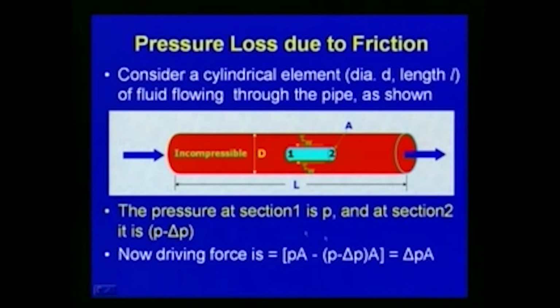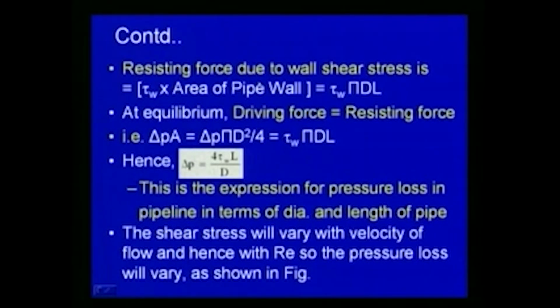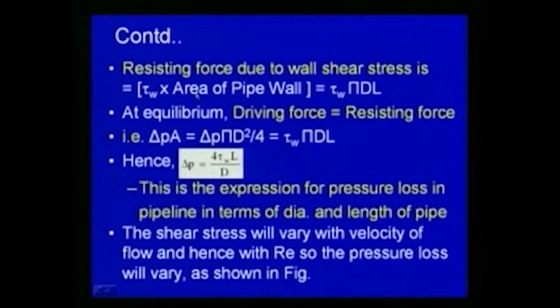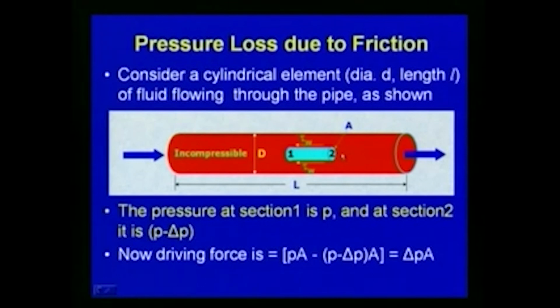So, now you can see that the driving force is P into A minus (P minus delta P) into A. So, that is equal to delta P into A. So, that means the pressure difference between section 1 and 2. So, this is the pressure loss from section 1 to 2, and then the resisting force due to the wall shear stress, you can see that here there is wall shear stress. So, that we can write as tau W into the area of the pipe wall. So, that is equal to tau W, the shear stress on the wall, into pi into d L, where d is the diameter of the pipe and L is the length we consider here.